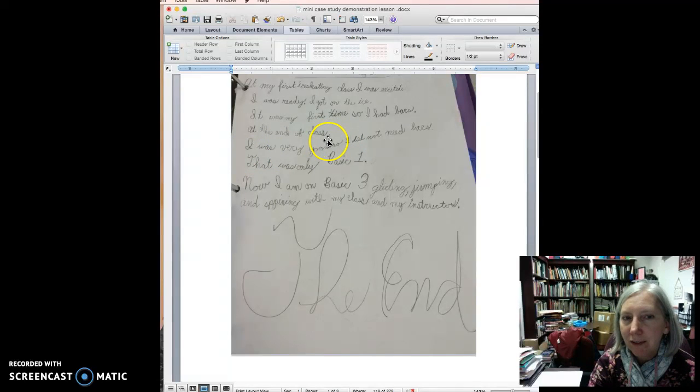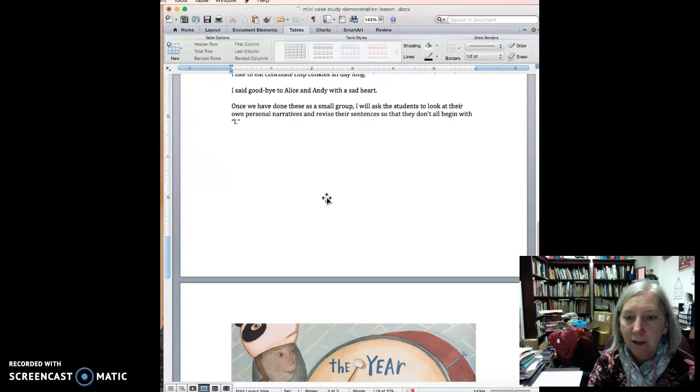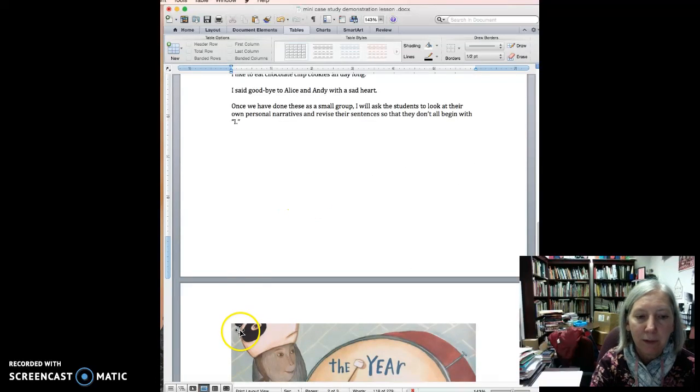But what's interesting to me is that instead of continuing with I right here, I wouldn't mark this down anywhere, but it's just something to note. She started back over here, so it's kind of that habit that she has of starting everything with I. So even when it's in the middle of the sentence, she's moved her I back over here. Okay, so that gives you an idea of what it is that I want you to do with the writing mini case study.